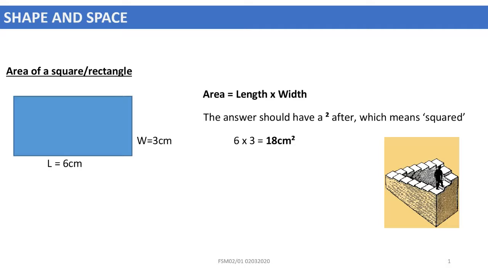Right, time to visit an old favourite area, because it's going to come up in the next question. So remember the little 2 means you're doing two things. You're timesing length by width, so it's squared. Just a reminder, length times width in this case is 6 times 3, 18 centimetres squared.